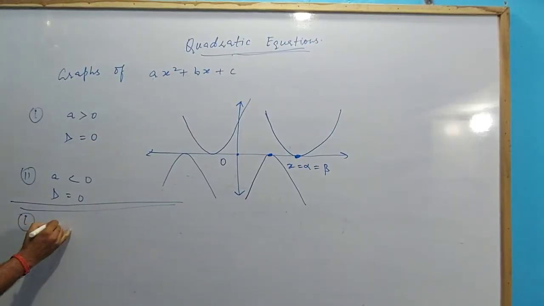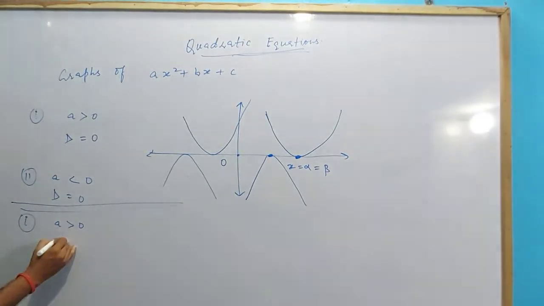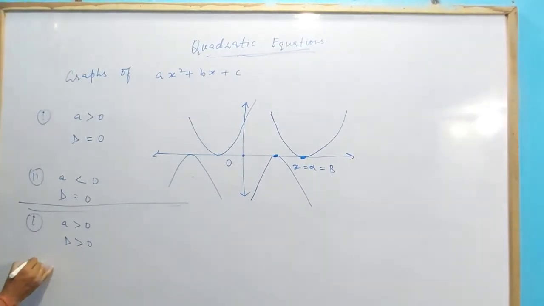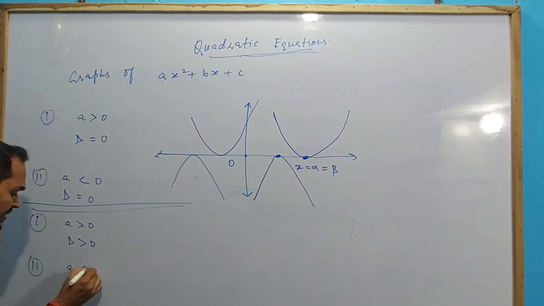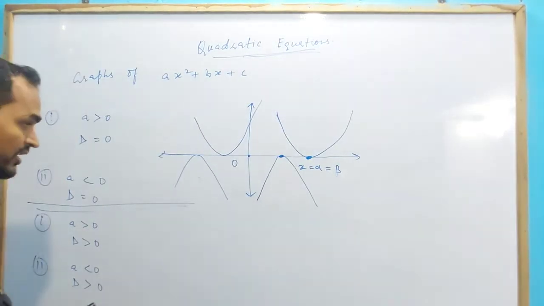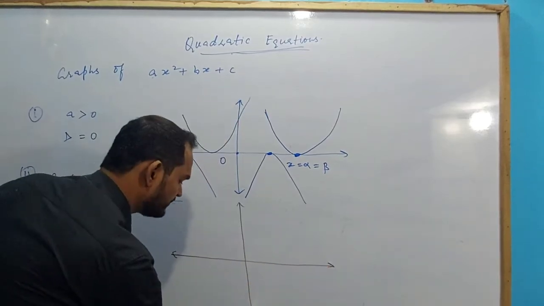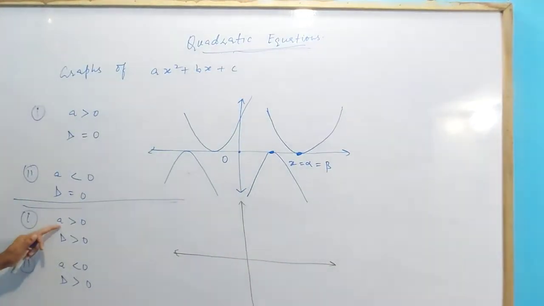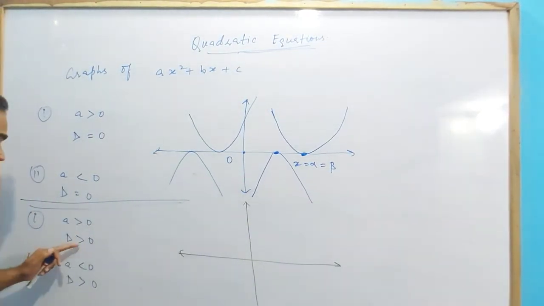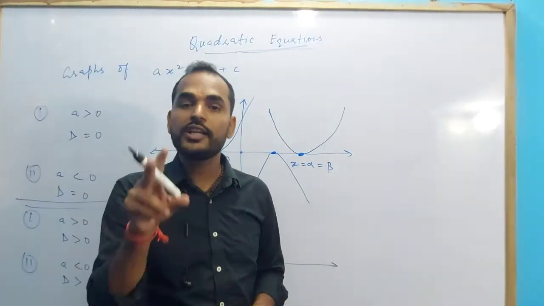Suppose a greater than 0 and moreover d is also greater than 0. Okay, the second case is a less than 0 and d greater than 0. What would happen? Okay, so let's see the graph and its nature. So it will be like this. So when in the first case a is greater than 0, the graph will be upward parabolic, you know very well. When d is greater than 0, then there will be two distinct roots, two different roots.